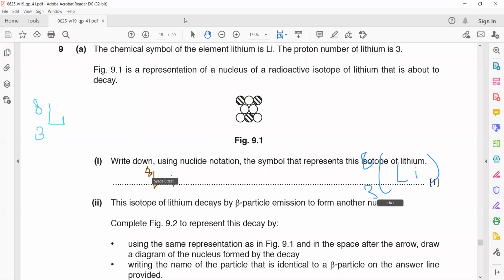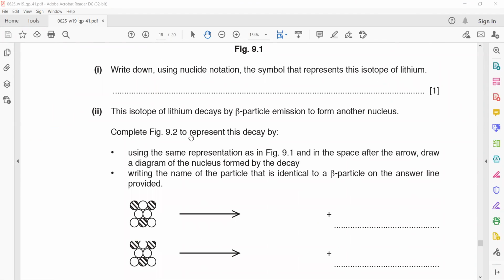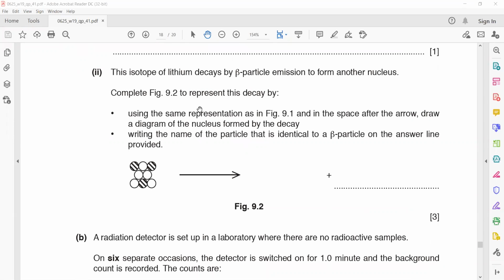As you can see, there are 3 protons and 5 neutrons. So the nucleon number is 8 and the proton number is 3. The isotope of lithium decays by beta emission. In a beta emission, one of the neutrons breaks into a proton and an electron. So the proton number will increase and the neutron number will decrease, but the nucleon number will remain unchanged.